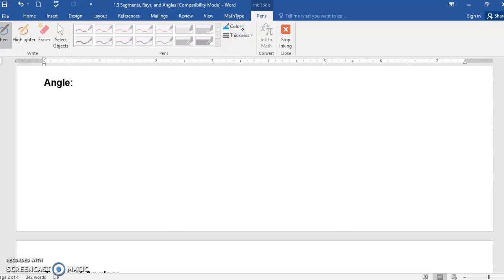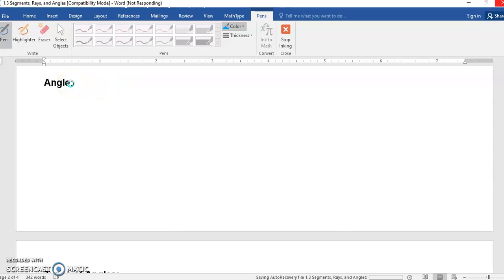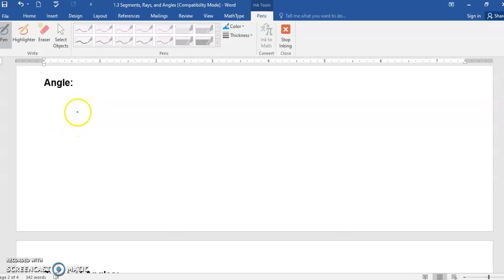Great. So we have angles. An angle is made up of two rays that share a common endpoint. So I can have ray AB and ray AC, and since they have the common endpoint of point A, then they create an angle.